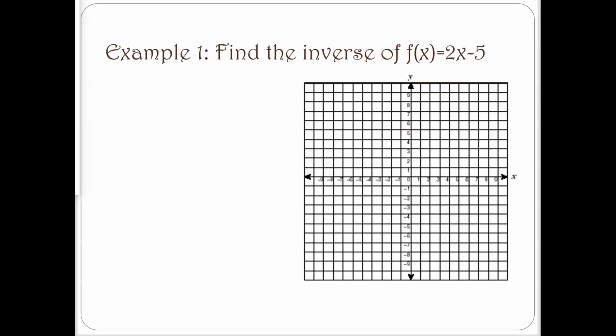All right, so let's start. It says find the inverse of f of x equals 2x minus 5. Let's start with just graphing the original. So y-intercept is negative 5. Slope is 2x, so we go up 2 over 1.